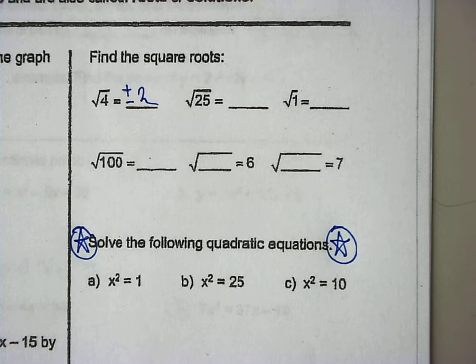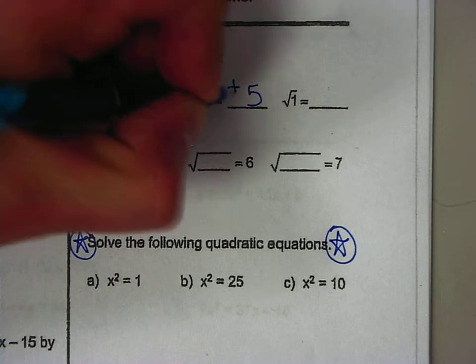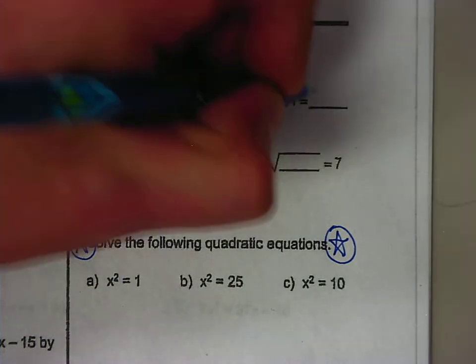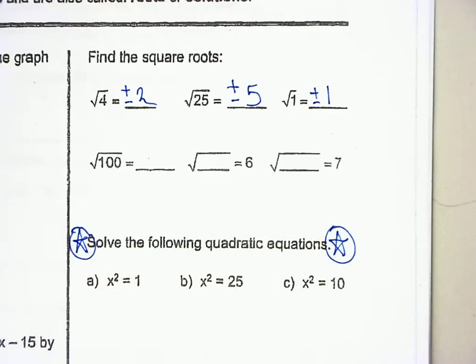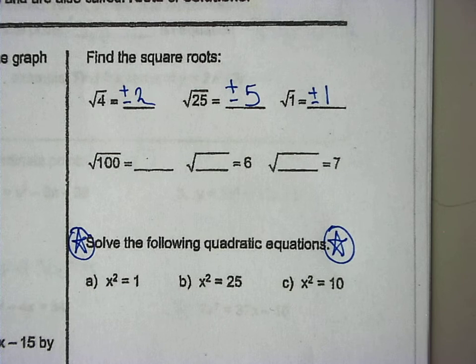For 25, we know the positive square root is 5. There's also a negative square root. So we can say plus or minus 5, or positive 5 and negative 5. You can use that plus minus symbol. The square root of 1 would be plus and minus 1, or plus 1 and negative 1. Both of those numbers times themselves will give you what's underneath the radical symbol, the 1.